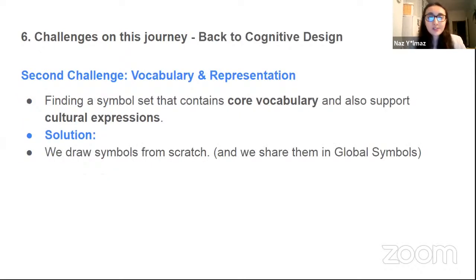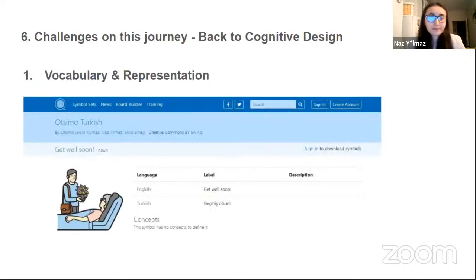The second challenge is about vocabulary and representation. Actually, finding a symbol set that contains core vocabulary and also supports cultural expressions. This is the second challenge we face. What is the solution? We draw symbols from scratch and we share them in Global Symbols. You can check them. For example, this is "get well soon." We drew it in English and also "geçmiş olsun" in Turkish.